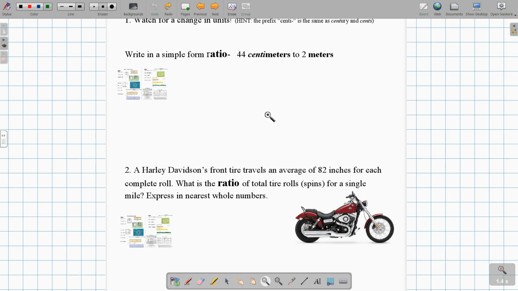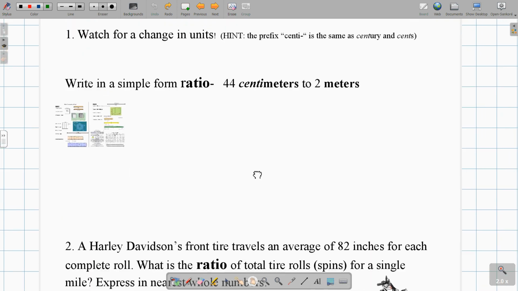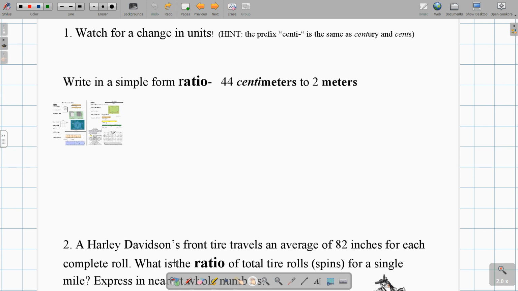Okay, welcome back. Let's see how you did here. We're going to write a ratio here. And again, the most common mistake students make here is they simply go 44 to 2, and they go, oh, it's simply 22 to 1. That would be wrong, friends, because it is not the same unit.